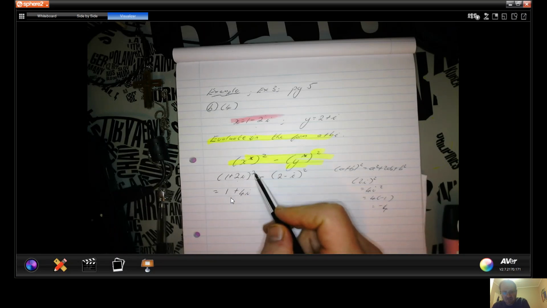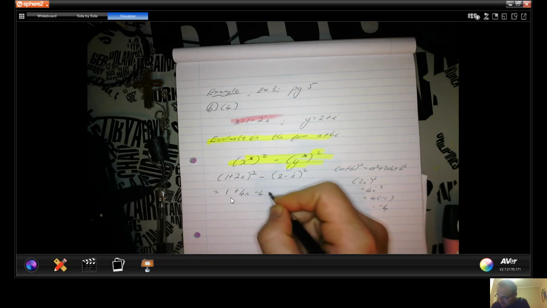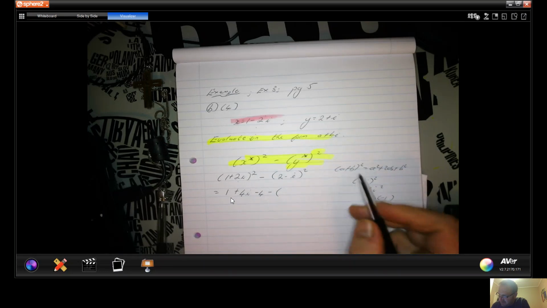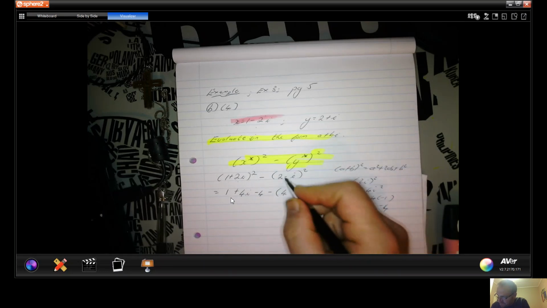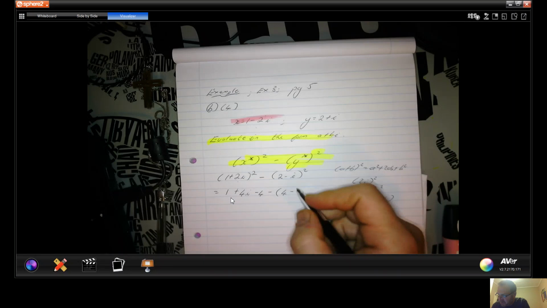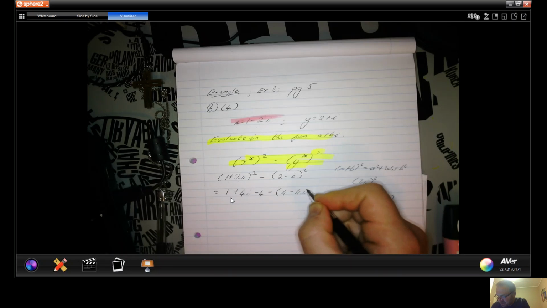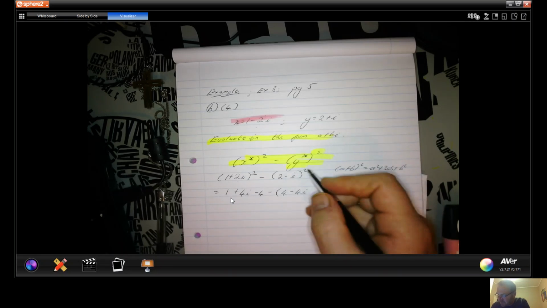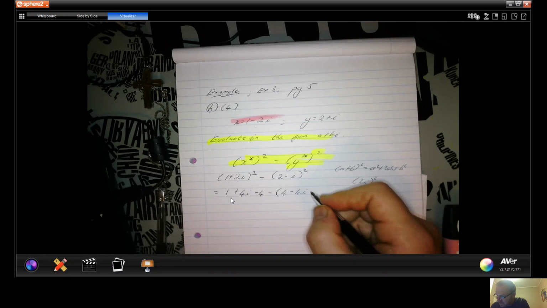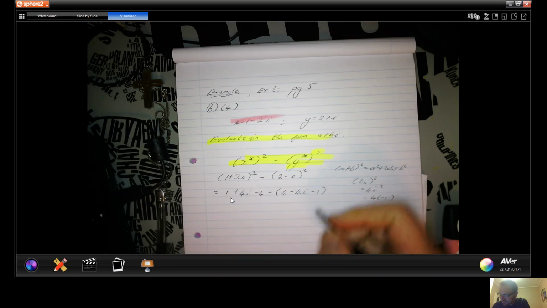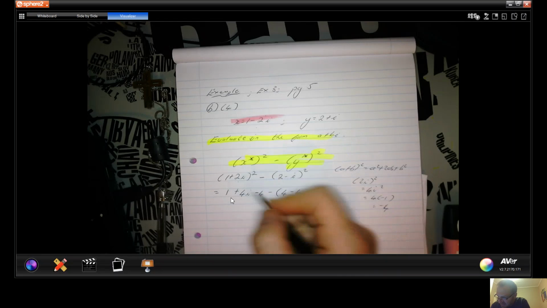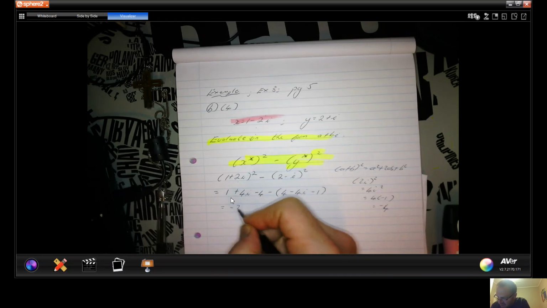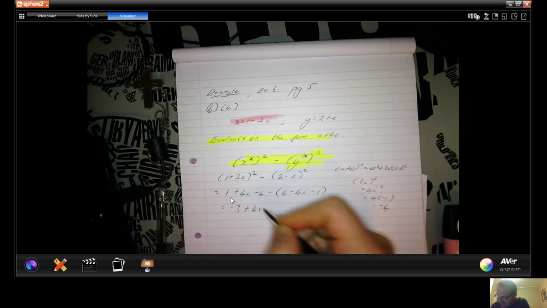2 squared is 4, i squared is negative 1, so you get negative 4 minus, using this pattern again, 2 squared is 4. Times them together times by 2, you're going to get minus 2i times 2 is minus 4i. And then when you square a negative, it becomes positive, so you get plus i squared, and i squared is negative 1. So if I neaten that up, I get 1 minus 4 is negative 3 plus 4i.